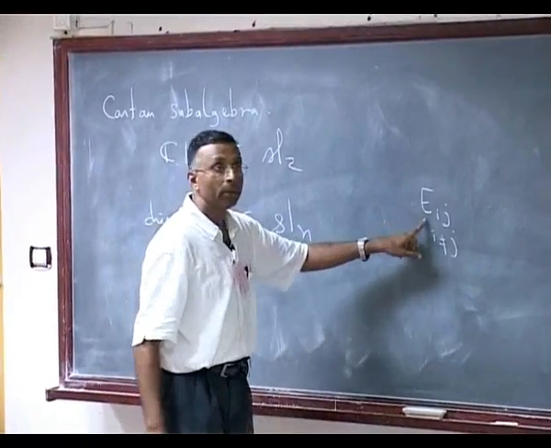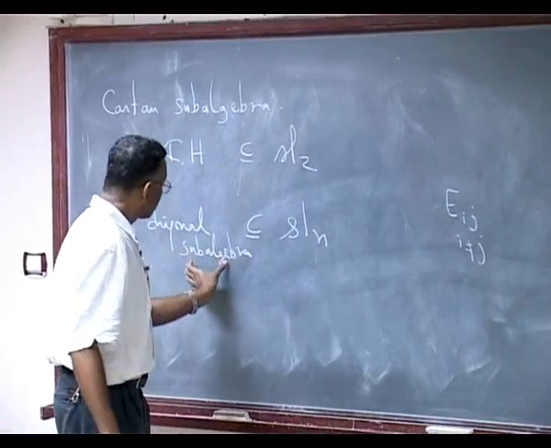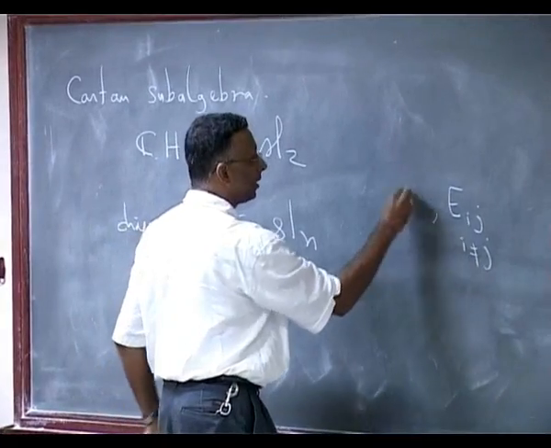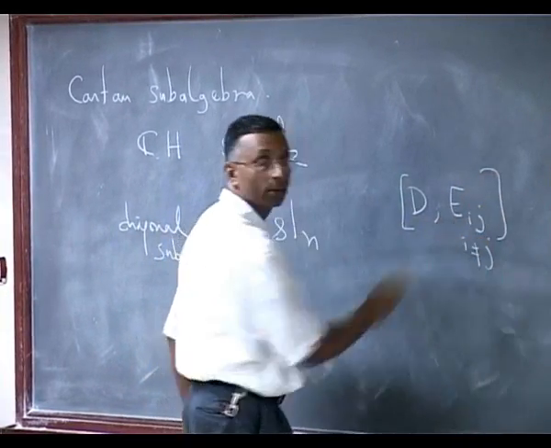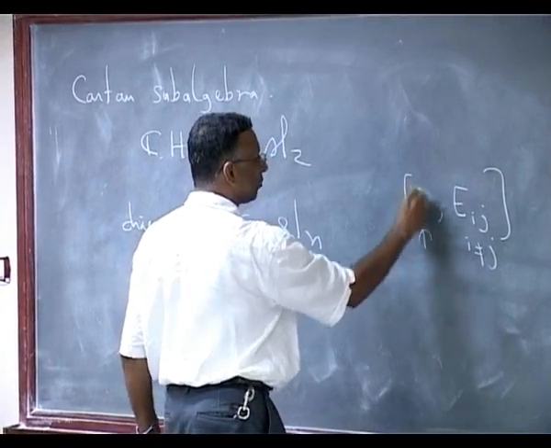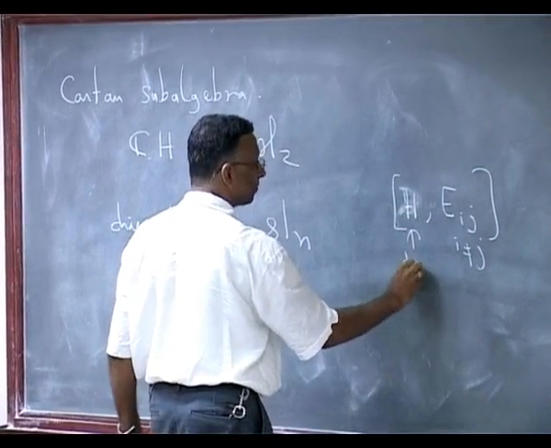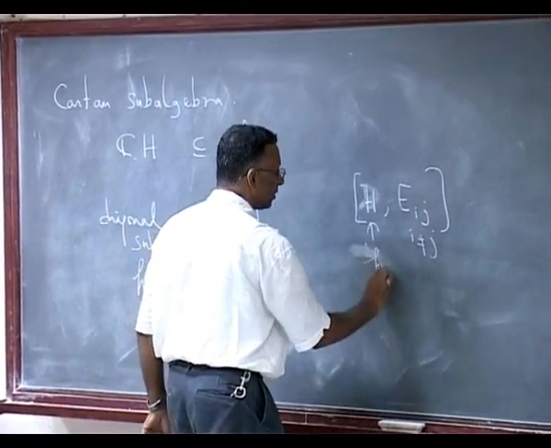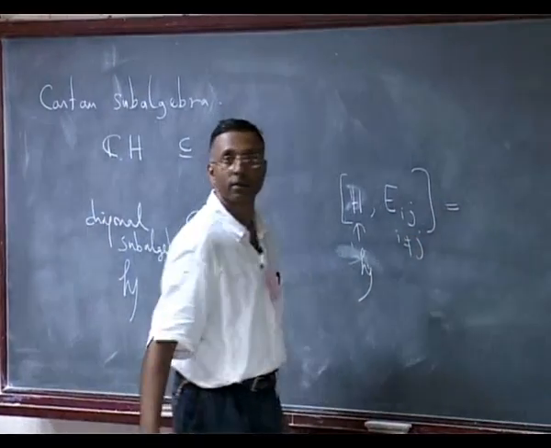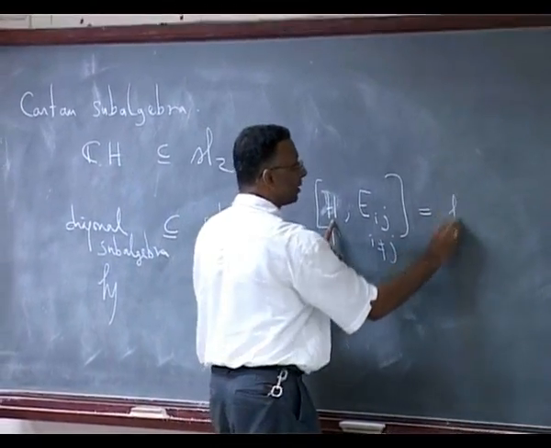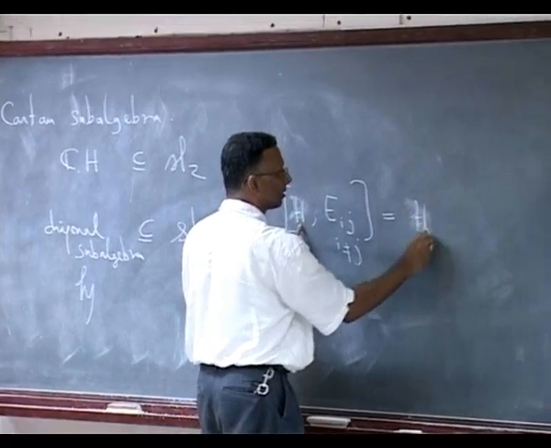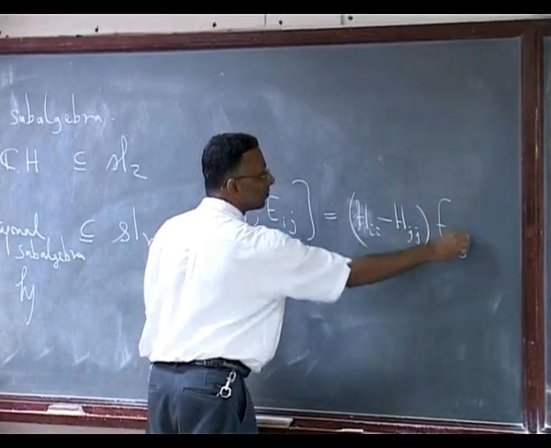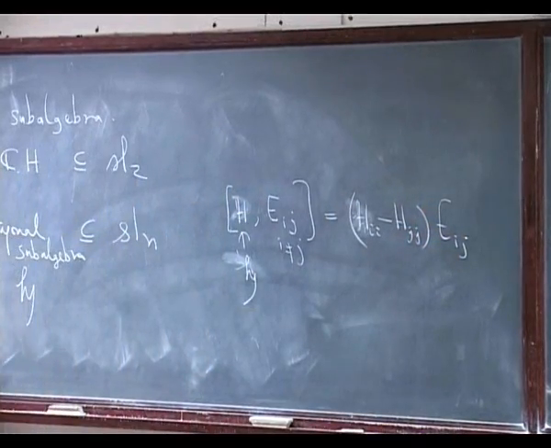Okay. Now I claim for the adjoint action of the diagonal subalgebra, this is a common eigenvector. So I take H in the diagonal subalgebra. Let's call this H because that's the notation for the Cartan subalgebra. What should this be? You will see that this is H_ii minus H_jj times Eij. That's an easy calculation.